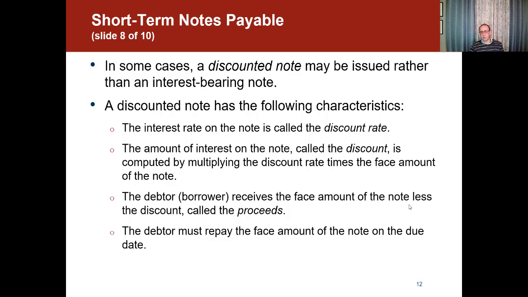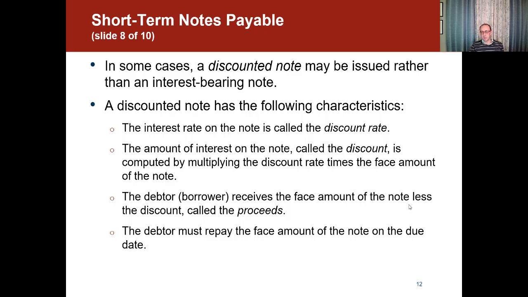So in simple words, we sign a note for $1,000, but I don't receive $1,000. I only receive $900. But at the date of maturity, I'm going to pay the $1,000. Somebody might ask why I'm signing a note for $1,000 and only getting $900. It's because there's interest implied in this transaction. So we don't really mention the interest rate on the note itself. We just say that you're going to pay me this amount of $1,000. But the amount that you receive, which is the proceeds, is going to be a discounted amount. So the debtor must repay the face amount of the note on the due date.